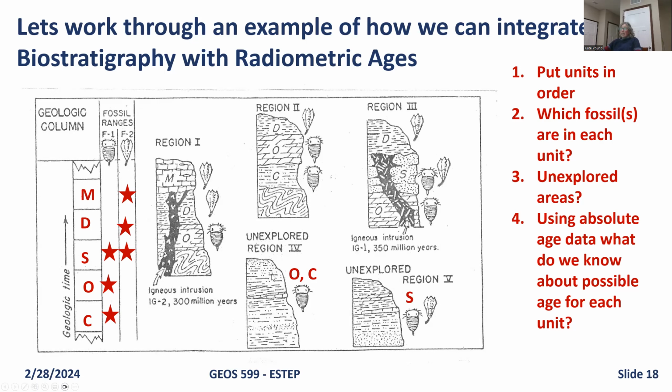So because in region 4, we just have our trilobite, we know it's comparable in age to C and O. On the other hand, in unexplored region 5, we have both fossils. That means that it is comparable in age to unit S. And this is how they built our original timescale. You remember, they were using observations of the rocks and the fossils they contained.